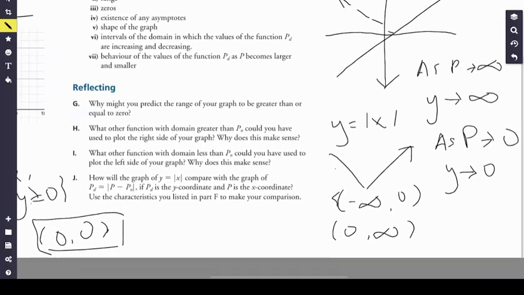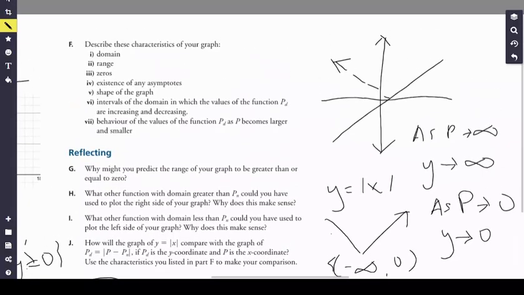Why might you predict the range of your graph to be greater than or equal to 0? Well, as we see, the function is monotonic after the asymptote. So after the 0, as it bounces off the x-axis, it only increases or it only decreases. To the left, we notice it will always go up, and for the right, it will always go up as well. So it will only move in one direction. It will not change direction no matter what. That's why I predict our graph to have a range of greater than or equal to 0.